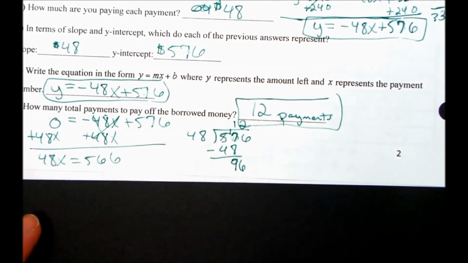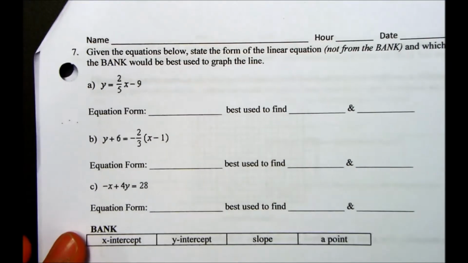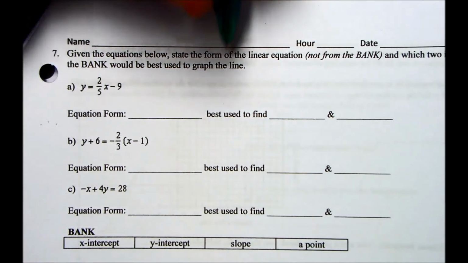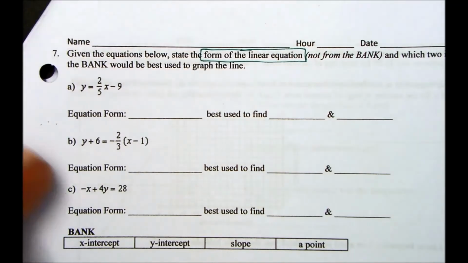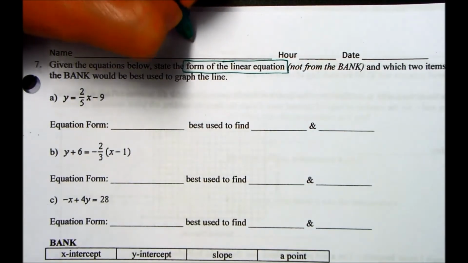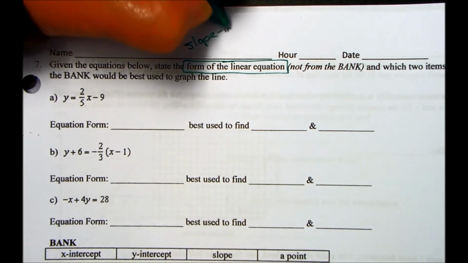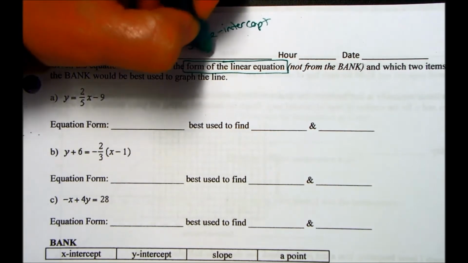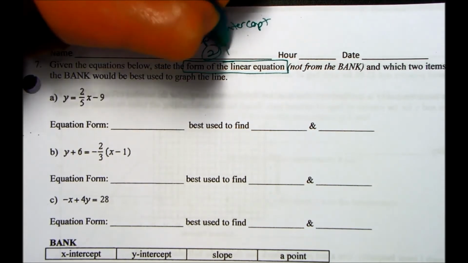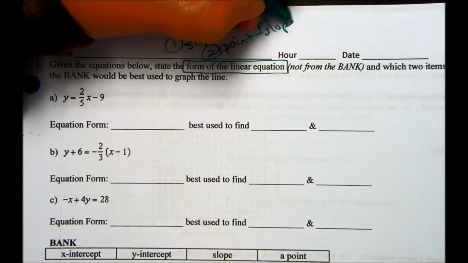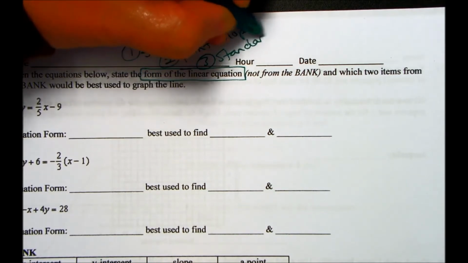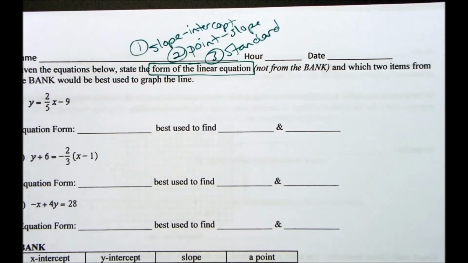All right, so that's number 6. Moving on now to number 7. Given the equations below, state the form the equation is in. So the forms of your linear equation you have to know. They are slope-intercept. So that's one of them. The second is point-slope. And the third is standard. So those are the 3 forms of a linear equation.